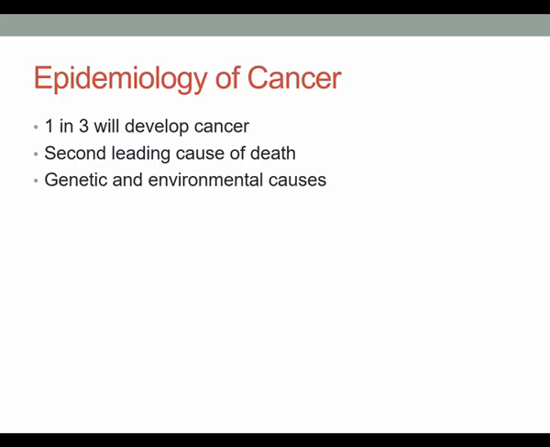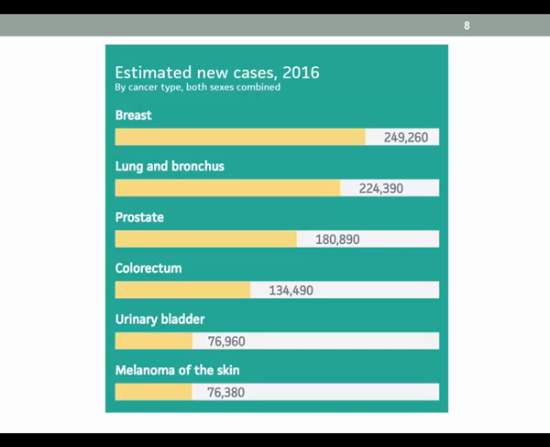Because there's both genetic and environmental causes, it's difficult to pinpoint why exactly some people get cancer and other people do not. When it comes to new cases, breast cancer is the #1 kind of cancer diagnosed in women, and prostate is the #1 in men. However, lung cancer, because it affects both sexes, is #2.